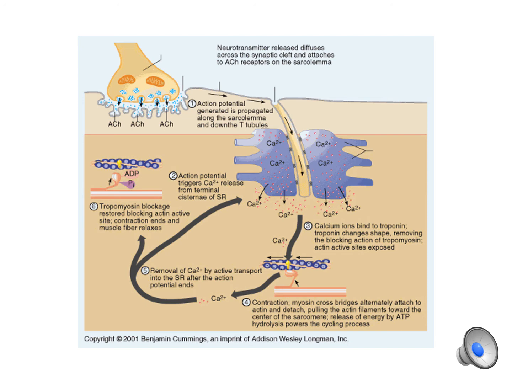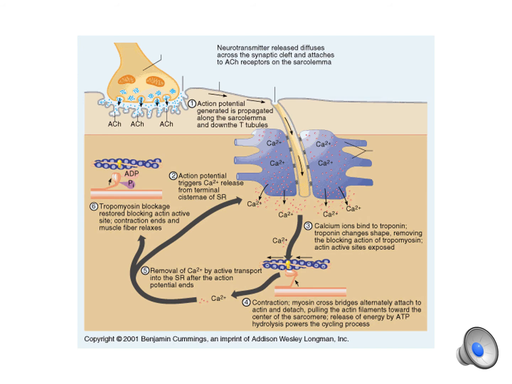Now again, we're going to look at this in more detail. We're going to break this down again in the next few slides. But right now I want you to think about how the generation of muscle contraction happens, but how does the muscle then relax? Well, if you look at number 5, where it says removal of calcium by active transport into the sarcoplasmic reticulum after the action potential ends.